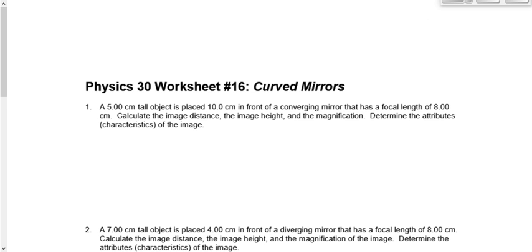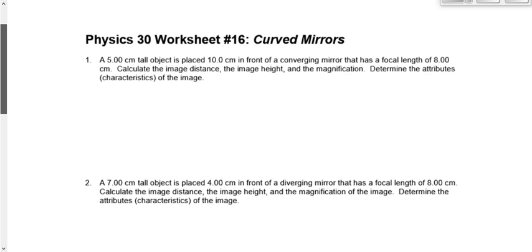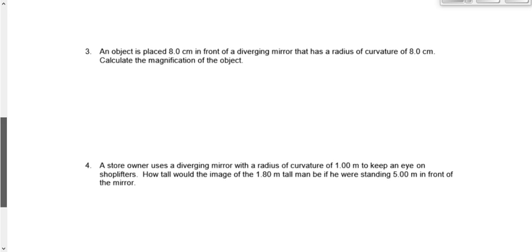Have a look at worksheet number 16 that we had for homework as well, questions 3 and 4 specifically. Question 3 says, an object placed 8 centimeters in front of a diverging mirror. Listen, I don't really care that it's a mirror. I just care that it's diverging.